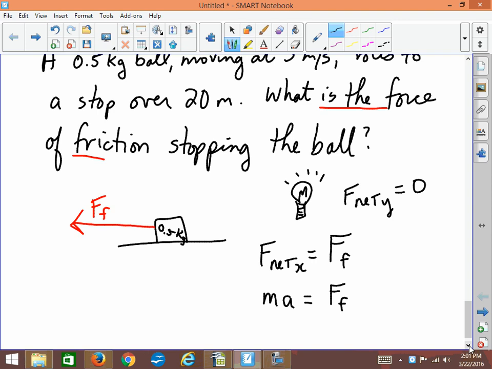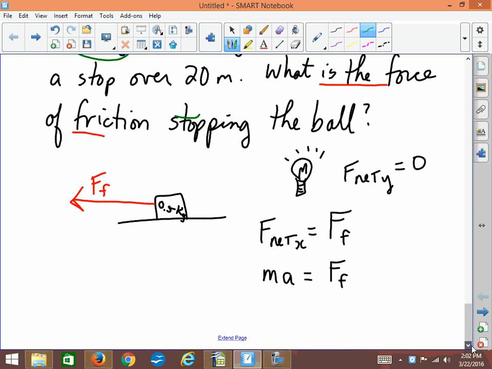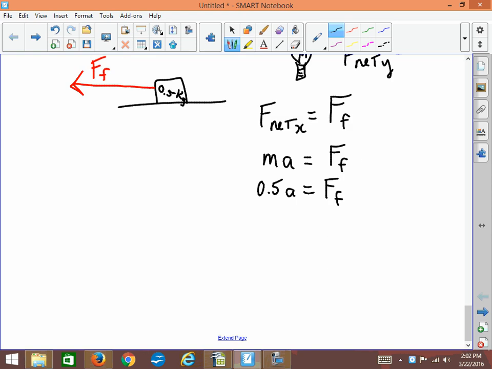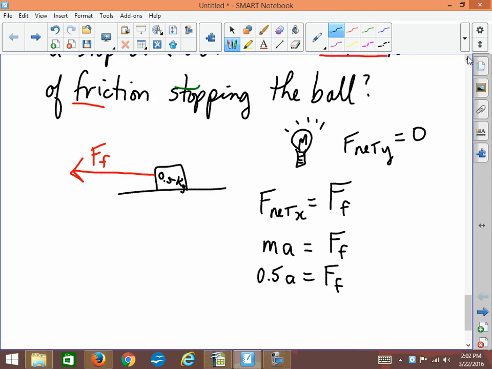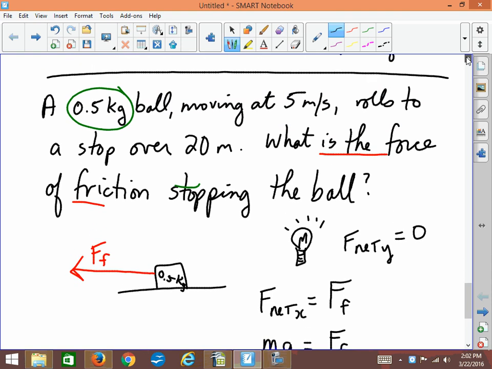I do know the mass of the ball. It was told to me right here, 0.5 kilograms. So I can put that in for the M, 0.5 kilograms. But now I'm stuck because there are two things I still don't know. I don't know the FF, the friction force, because that's what the question asked. And I don't know the A. Or do I? What do you think?